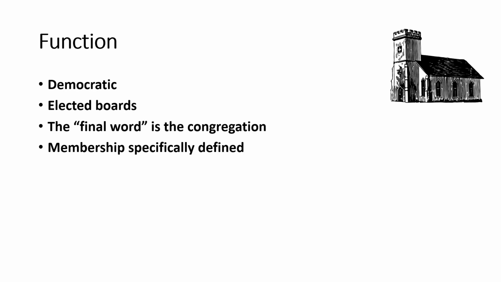Most congregational governed churches are largely autonomous. Most are, to some degree, democratic in that the entire membership votes on all important matters. They usually elect or appoint a board to oversee church ministries, operations, and spending. The final word on most issues is the congregation. Membership is specifically defined, and members must meet certain qualifications in order to vote on these issues.